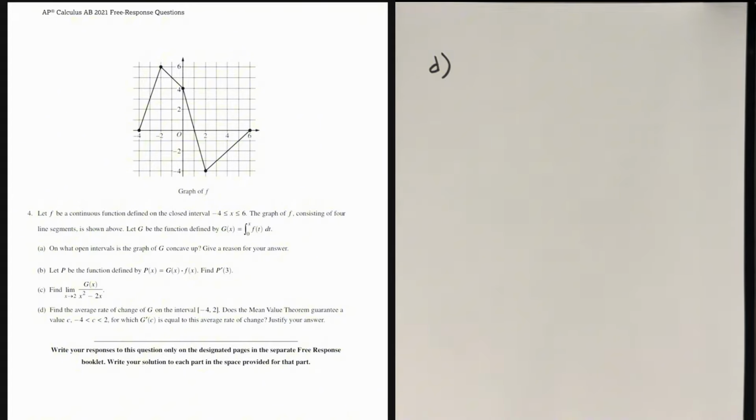It says find the average rate of change of G on the interval from negative 4 to 2. It says, does the mean value theorem guarantee a value C for which G prime of C is equal to the average rate of change? Justify your answer. Okay, so let's start with the first step. Find the average rate of change of G on the interval from negative 4 to 2.